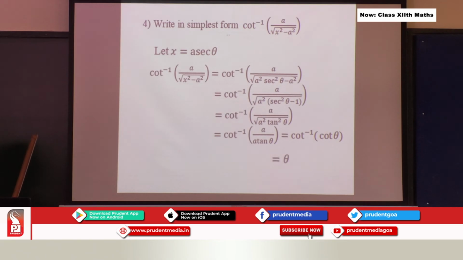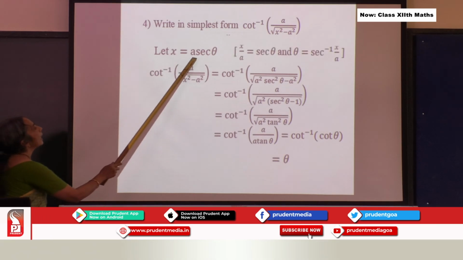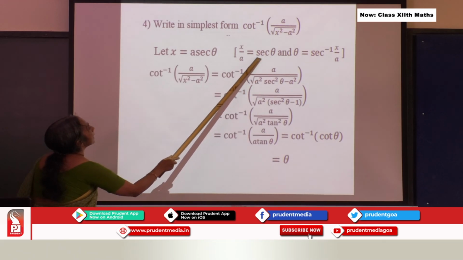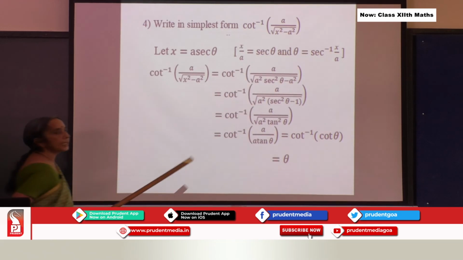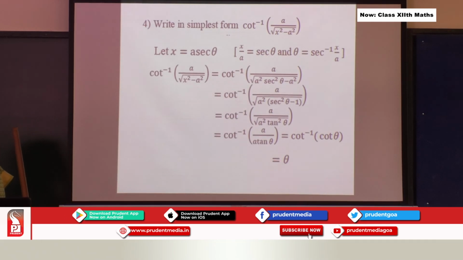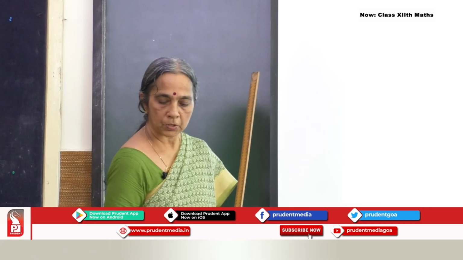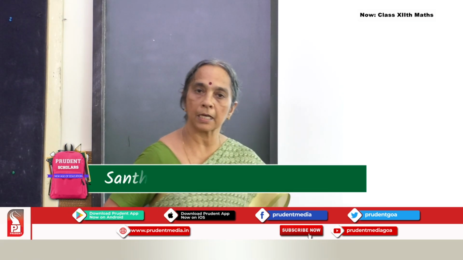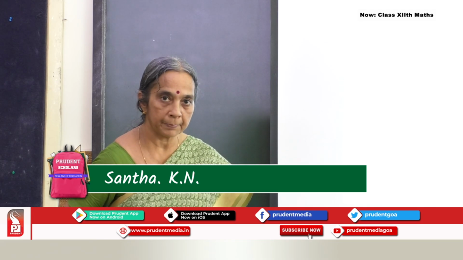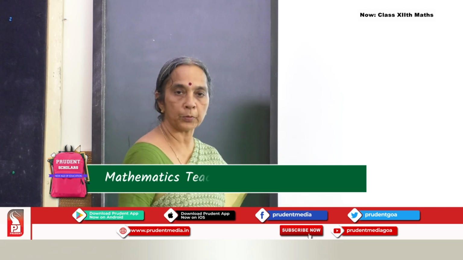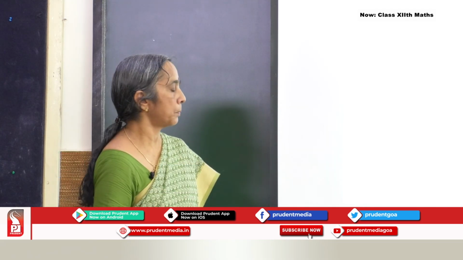which is theta. Now, what is theta? Theta, look at here, x upon a is sec theta. So, theta is sec inverse of x upon a, therefore, the answer is sec inverse of x upon a. So, these are some simplified forms I gave. So, I am stopping here, and there are many sums in the textbook, miscellaneous exercise. You have to practice sums from the textbook.